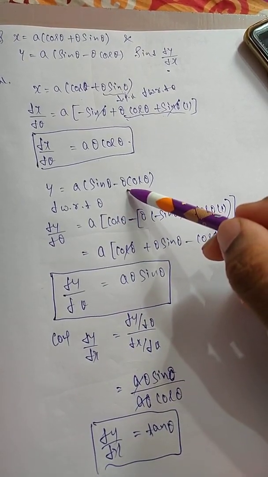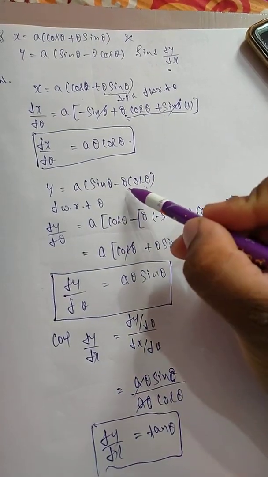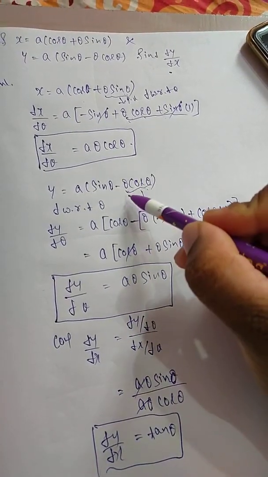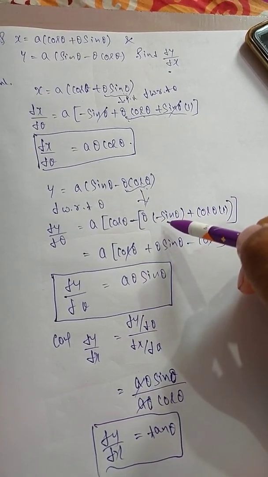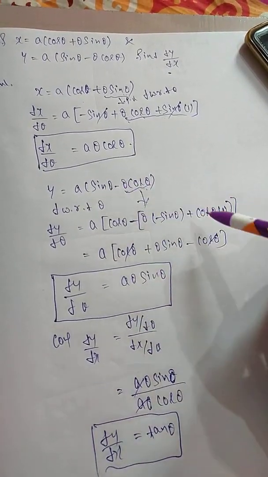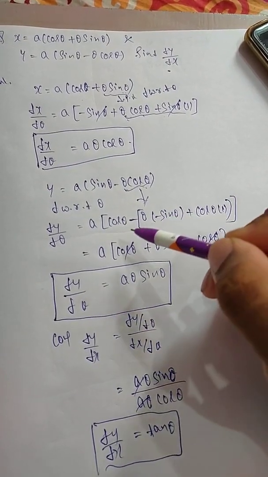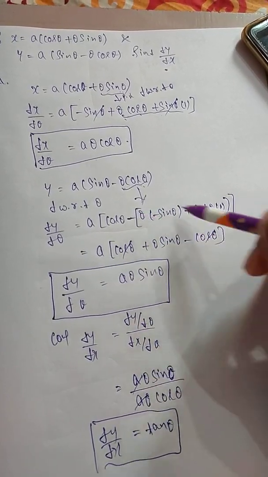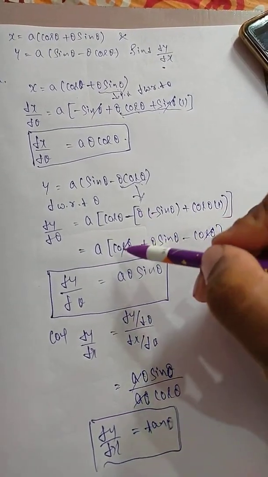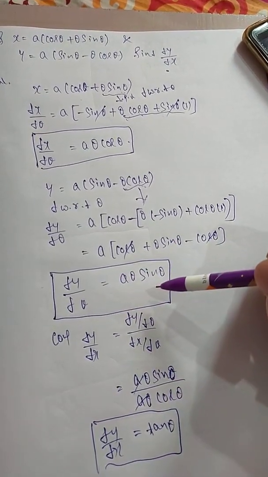Since here we have a product form, you want to apply the product rule here. So now keep the theta as it is. The differentiation of cos theta is minus sin theta, plus cos theta as it is, difference of theta is 1. Now multiply the minus inside the bracket. So a into cos theta, this minus will become plus theta sin theta, minus plus will become minus cos theta. Cos theta minus cos theta will cancel. dy by d theta is equal to a theta sin theta.